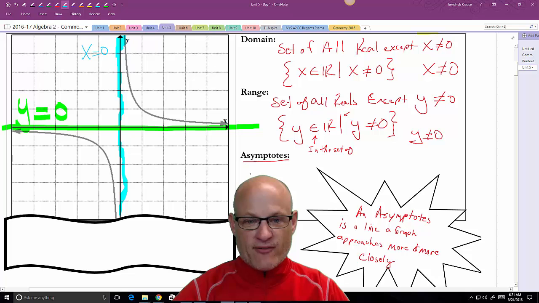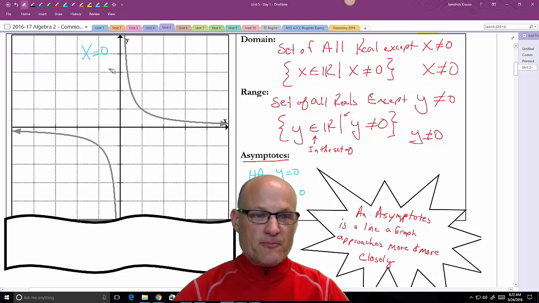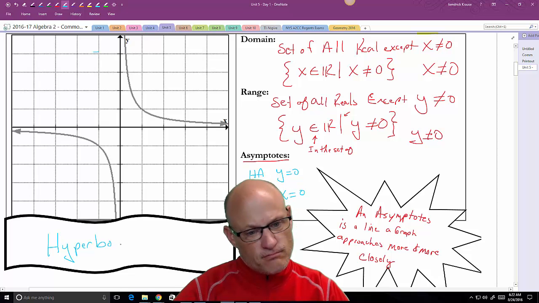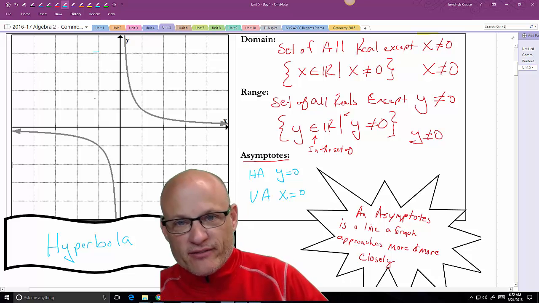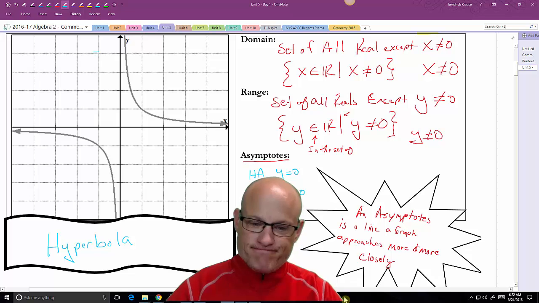So I have a horizontal asymptote, which I'll call HA. That is y equals 0. And I have a vertical asymptote, which is x equals 0. By the way, if you want to know what this shape is, this shape is called a hyperbola. Looks like two sideways, crooked parabolas. We call it a hyperbola.